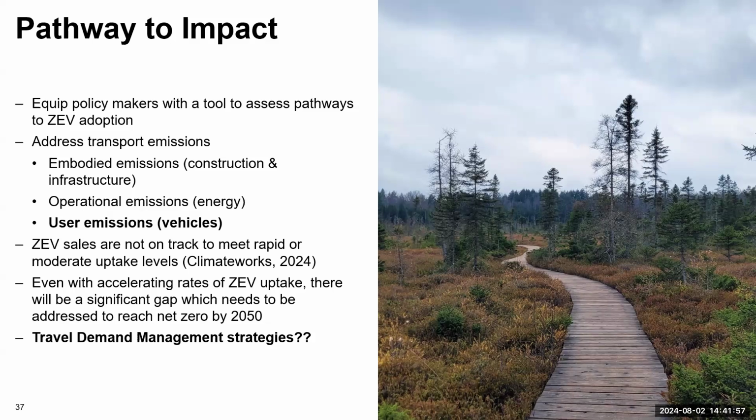But then that being said, the first thing is ZEV sales are not as projected. The rate at which the uptake of electric vehicles is happening in the network is not how it was projected to be. It's quite low. But even with accelerating rates of these zero emission vehicles, there might be a significant gap to reach the net zero target of Australia, that is by 2050.